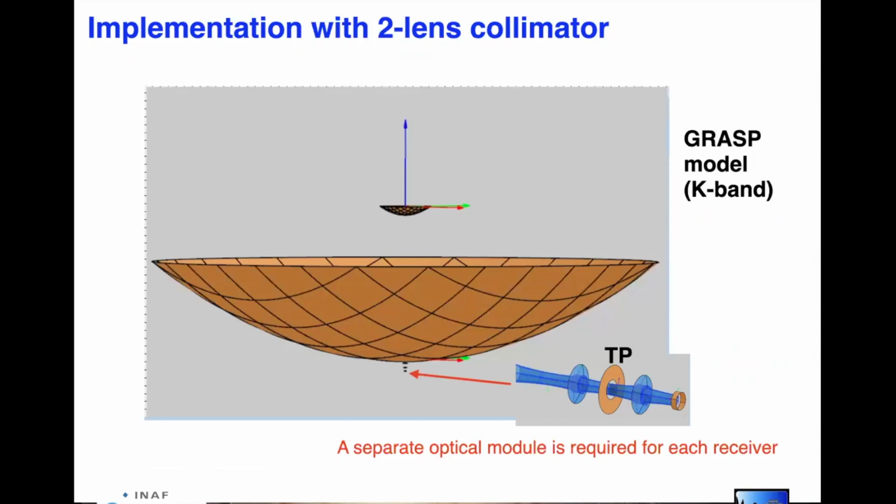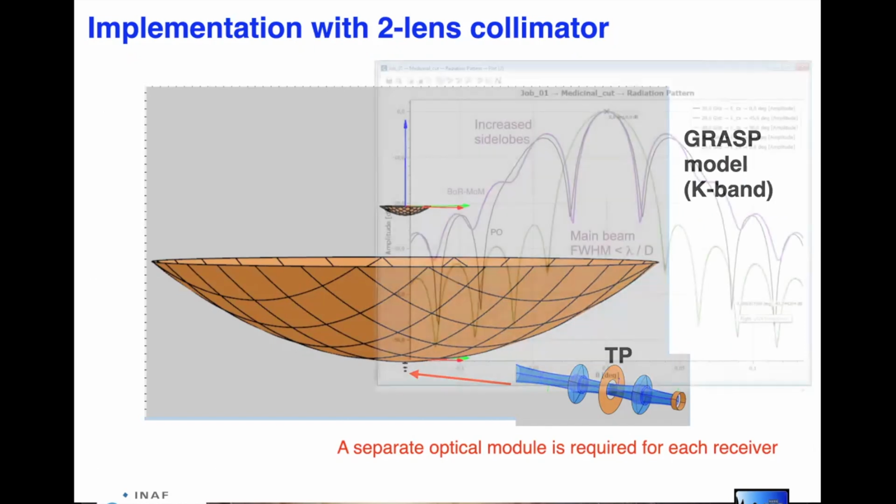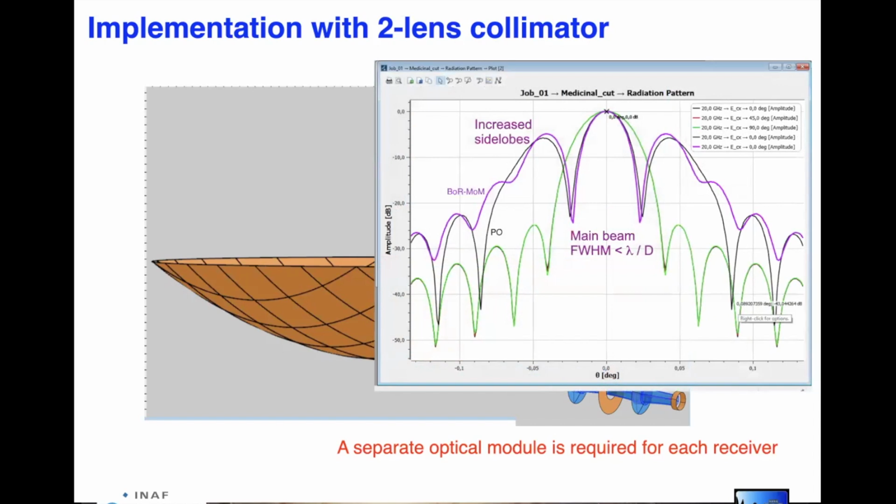This is a GRASP model for the Medicina telescope. And near the focal plane, you can see a two-lens collimator with the Toraldo pupil in between. This is a design that we have been testing in K-band at 20 gigahertz. And the electromagnetic simulations tell us that the model works as expected.